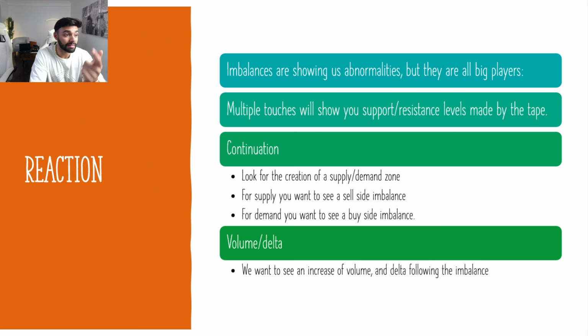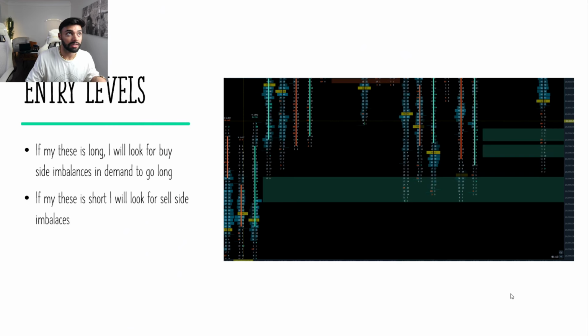Continuation. So we're going to look for the creation of supply and demand zones, right? For supply, you want to see a sell side imbalance, and for demand, you want to see a buy side imbalance. And also the volume and delta: an increase of volume and an increase of delta following the imbalance. So this part, we're going to talk about how you can make your supply and demand zones even stronger.